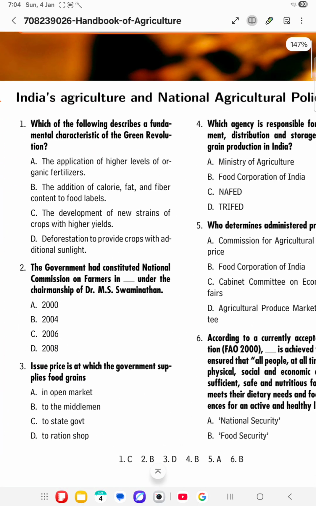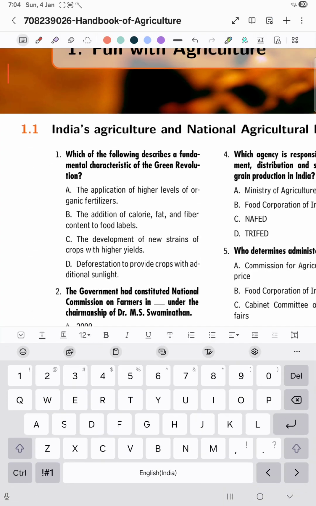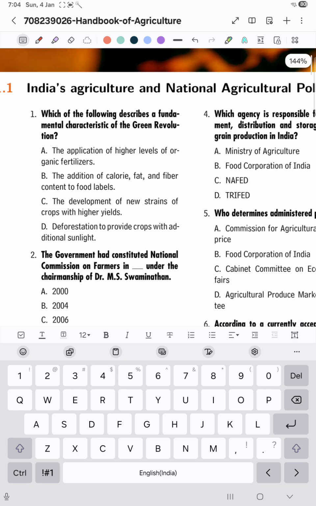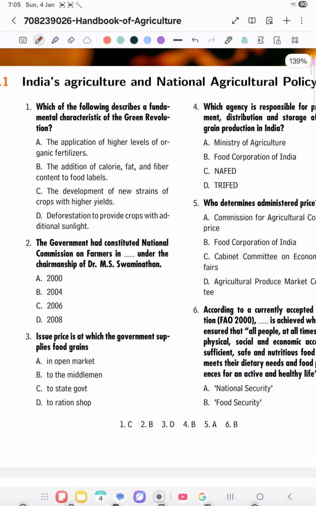Okay, whatever it is, the answer is below here. Let's see. Which of the following describes a fundamental characteristic of the Green Revolution? Application of a higher level of organic fertilizer? No. The addition of calorie, fat, and fiber content to food? No, it came very late. The development of new strains of crop with higher yields? Okay, it can be. Deforestation to provide crops with additional sunlight? No, it doesn't. So the answer will be C, and we are correct.